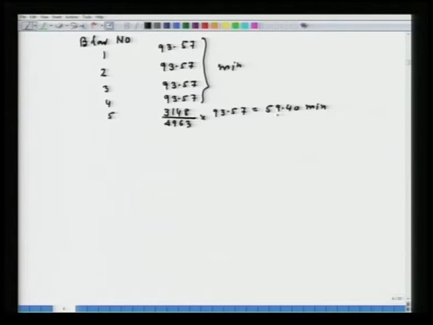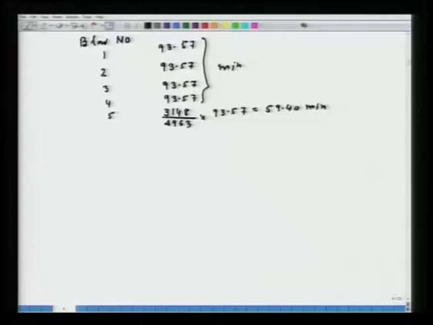Now, the fifth blow will comprise 59.40 minutes as compared to all the other 4 blows, which consist of 93.57, because you have to remove less amount of FeS. So, that is the total. If you sum it, you get the total amount.